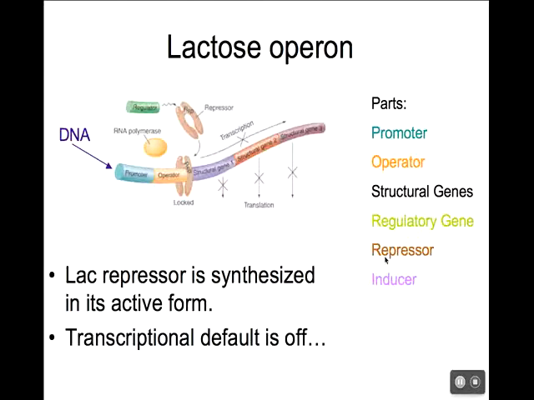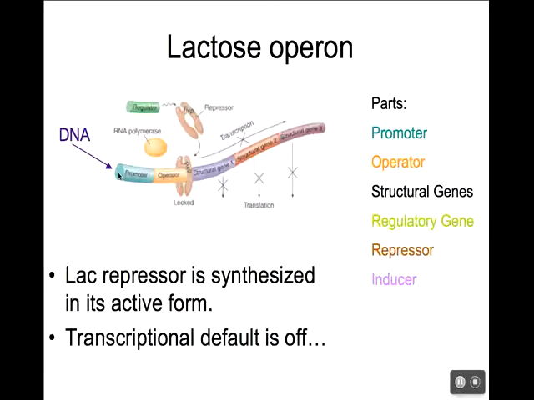All right, so let's look at how this all works. We have our promoter, our operator, our structural genes, RNA polymerase, our enzyme, and the regulatory gene that's making our repressor protein. The other thing you need to know for all of this to click together is that the lac repressor is synthesized in its active form. So when it's made, it's already active. And what do active repressors do? Active repressors bind to operators. Now, when RNA polymerase comes in and binds the promoter, it physically cannot do transcription because the repressor is in its way. So the transcriptional default is off.